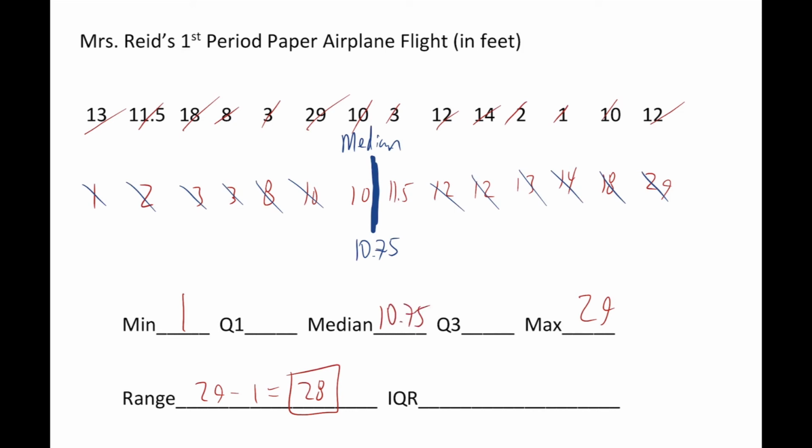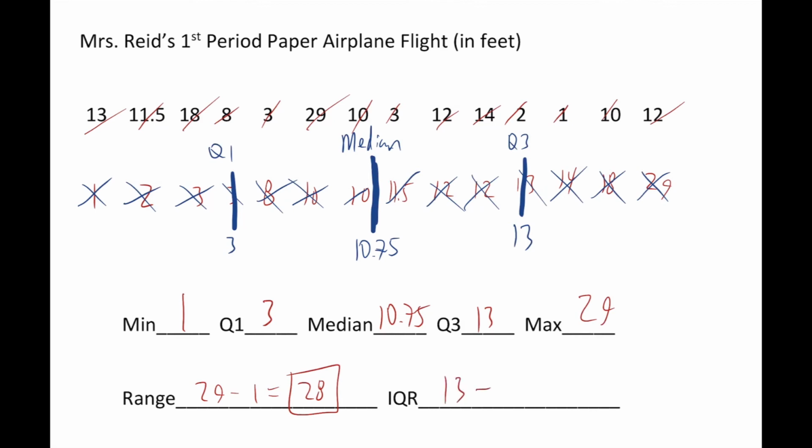And then now my quartile 1. All right, so quartile 1 is 3. Same thing for my quartile 3. All right, so that gives me 13. So my interquartile range is going to be 13, or my Q3, minus my Q1. And so I have an interquartile range of 10.